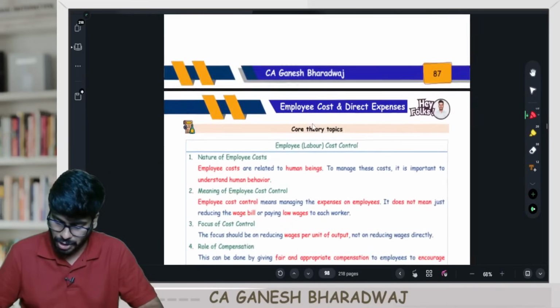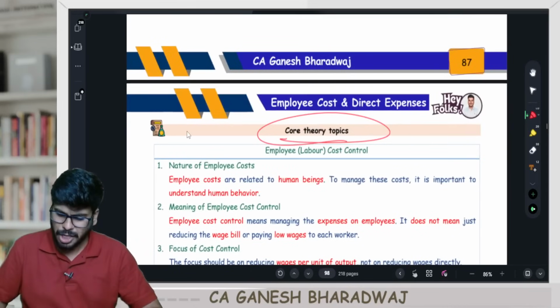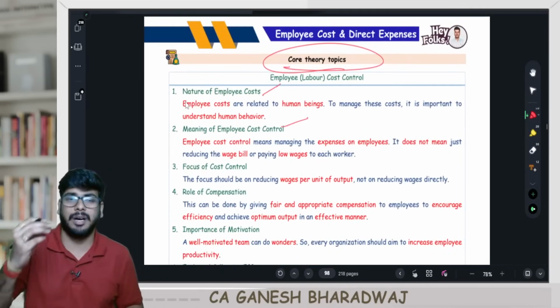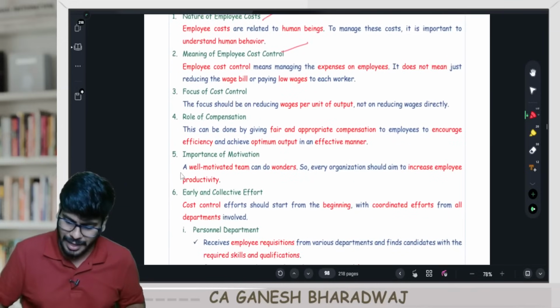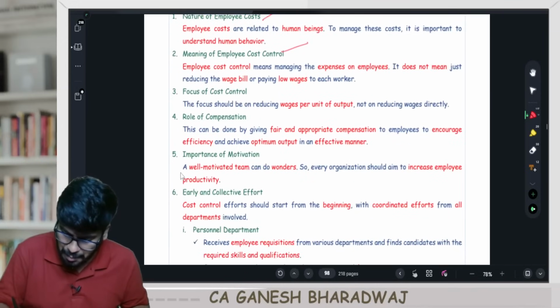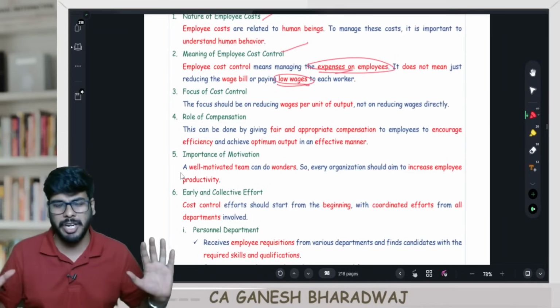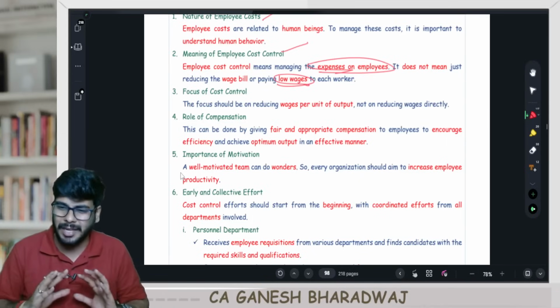Look at this, employee cost. I have mentioned core theory topics. Quickly just have a look at everything. I have neatly made the subheadings in a green font, and inside those points, certain important terminologies I have put in red ink. You can just go through it once. Don't try to mug up. Just try to get an understanding of that, and you're through here.